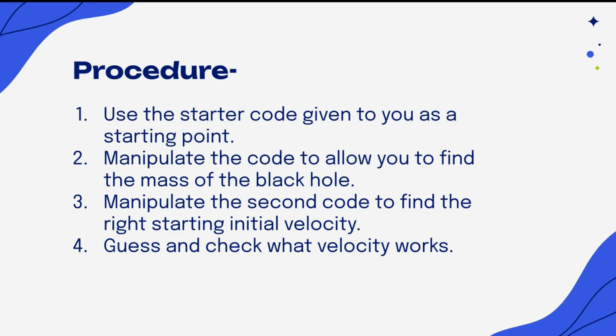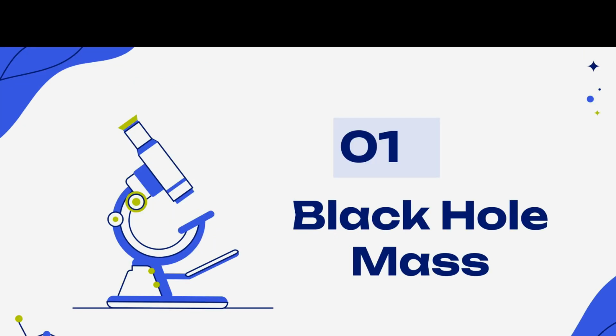So the procedure is to use a starter code given to you as a starting point, then manipulate the code, which I'll show later, to allow you to find the mass of the black hole. Then taking that mass, we plug it into the second starter code, and then we can find the initial velocity and guess and check what velocity works.